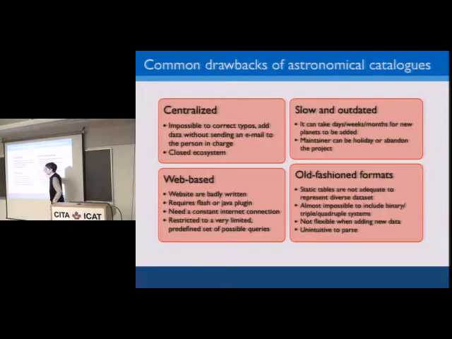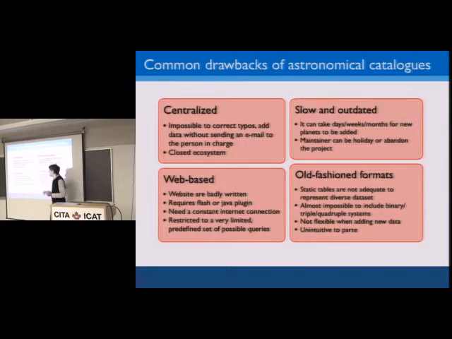If you go to any astrophysical database or catalog that's out there, it doesn't have to be about planets, it's really general, there are a lot of things that are not well done in my opinion. First of all, these things are centralized. So there's one person that's in charge, or maybe a group at a certain university that's in charge of maintaining a certain list of hotlinks. And you can't contribute anything to it. Those are the ones who make the decisions, and you have to send them emails if you find a typo, if you want to make a correction, or if you want to add data. You can't do anything yourself. They're in control. Okay? It's a closed ecosystem.